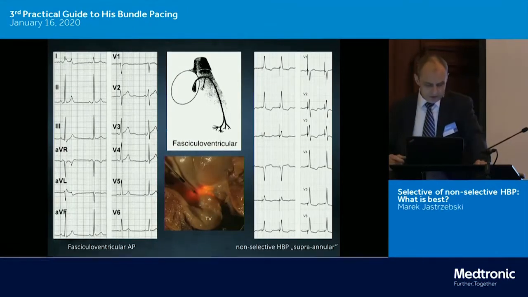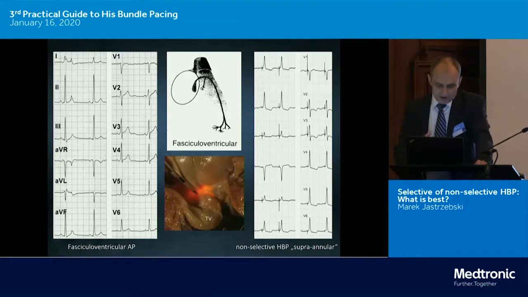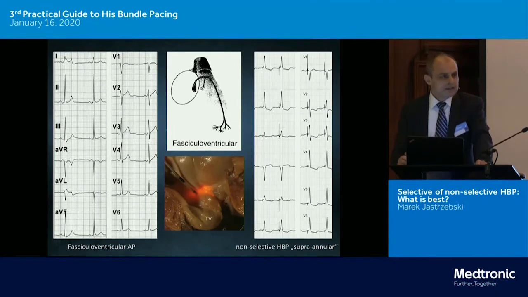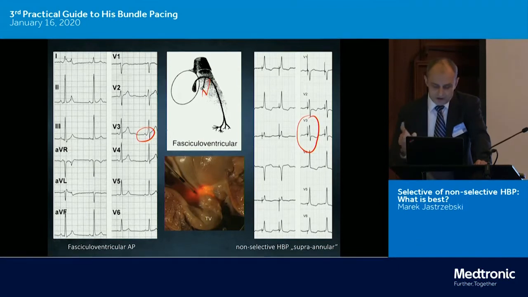Apart from pacing, I do quite a lot of ablations, and it is hard not to notice that these two types of non-selectivity resemble very much two types of pre-excitation that we see. This pre-excitation with a barely visible delta wave, coming from some kind of breach in insulation caused by a pseudo-Mahaim pathway, a fascicular-ventricular pathway, which is clinically not important, a benign pattern on the ECG, is very similar to what we see during non-selective capture in this first position.